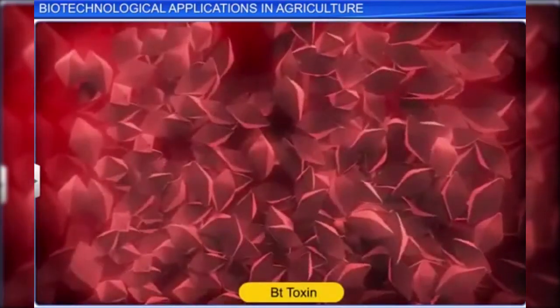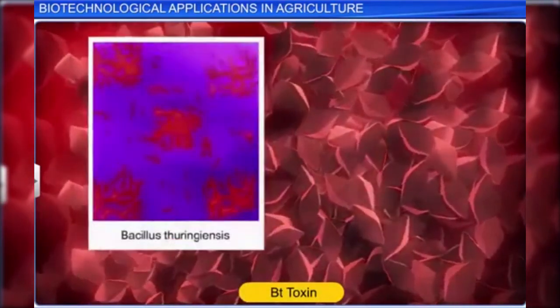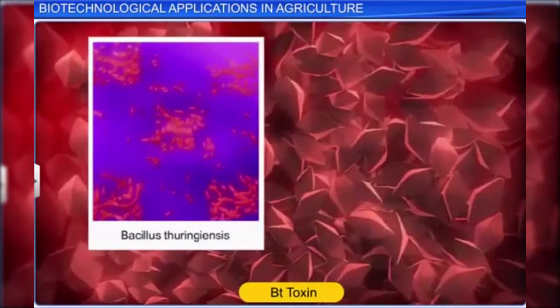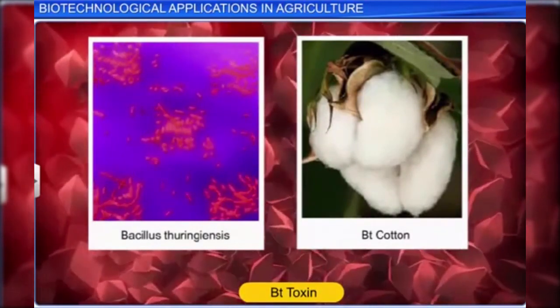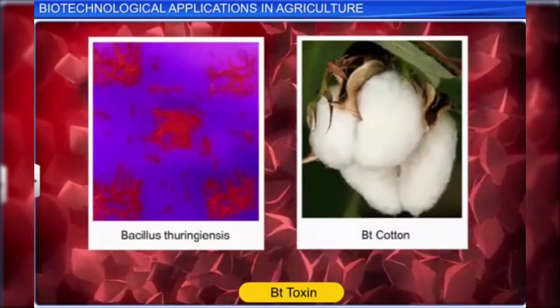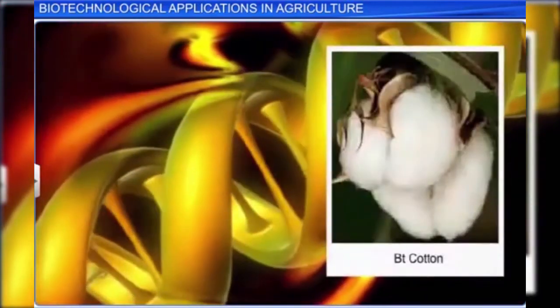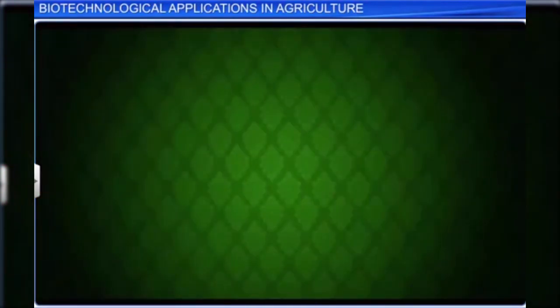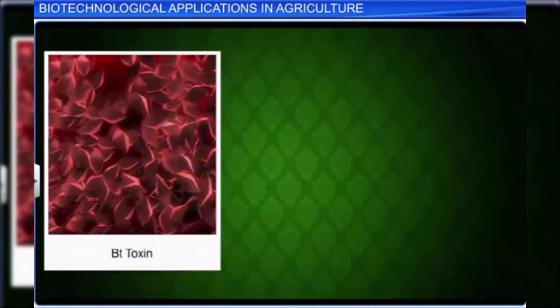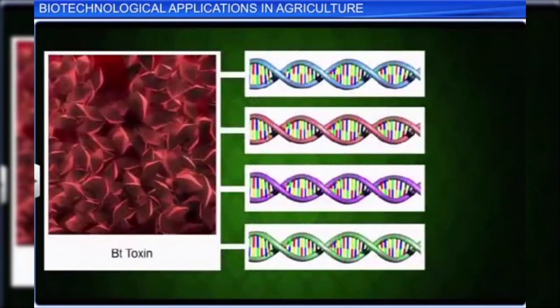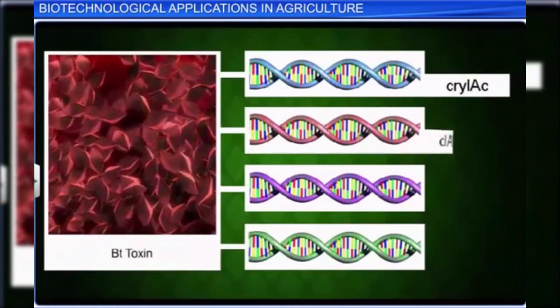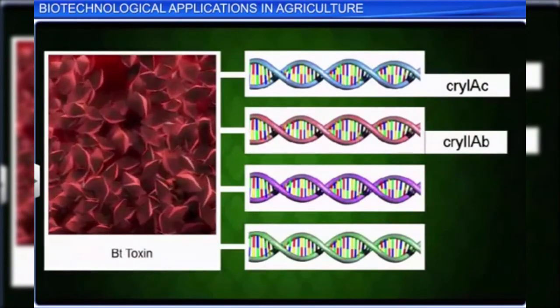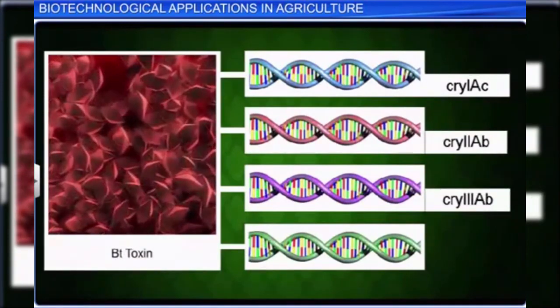Specific Bt toxin genes were isolated from Bacillus thuringiensis and incorporated into many crop plants such as cotton. This variety of cotton is also known as Bt cotton. The choice of gene depends on which pest is targeted. For example, a Bt toxin is coded by a gene called Cry. Cry genes are encoded by Cry1Ac, Cry2Ab, Cry3Ab, and Cry3Bb.